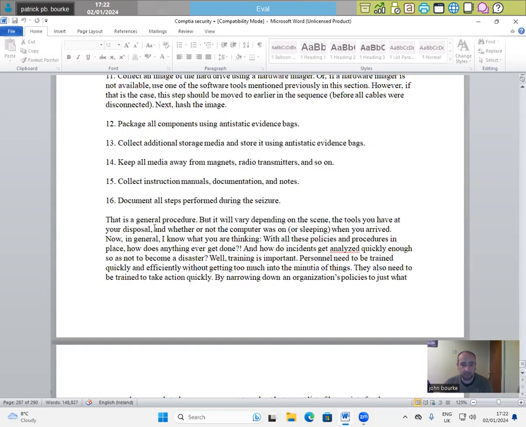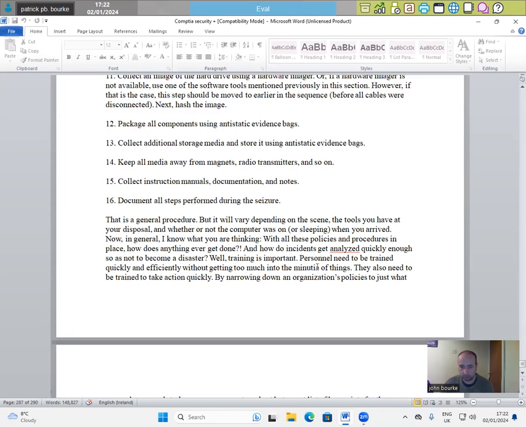This is a general procedure, but it will vary depending on the scene, the tools you have at your disposal, and whether or not the computer was on or sleeping when you arrived. Now, in general, I know what you were thinking. With all these policies and procedures in place, how does anything ever get done, and how do the incidents get analyzed quickly enough so as not to become a disaster?